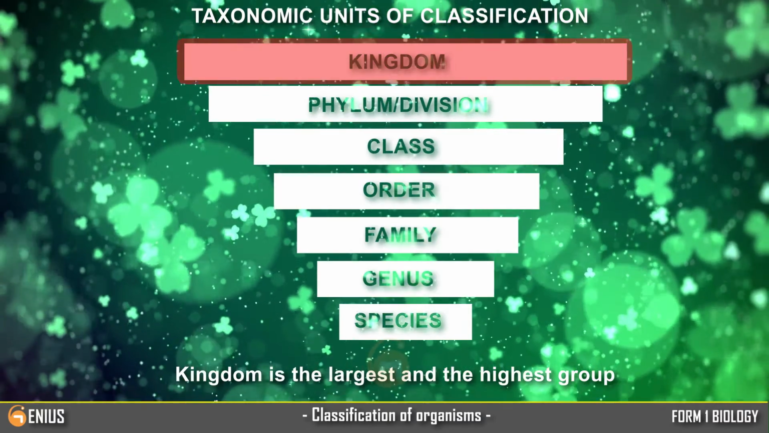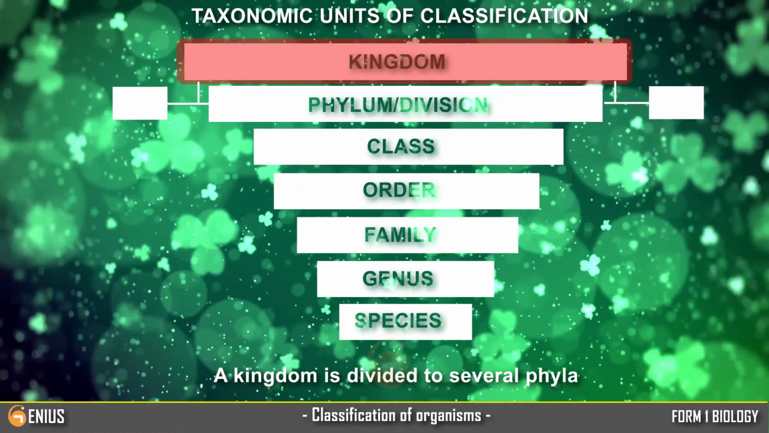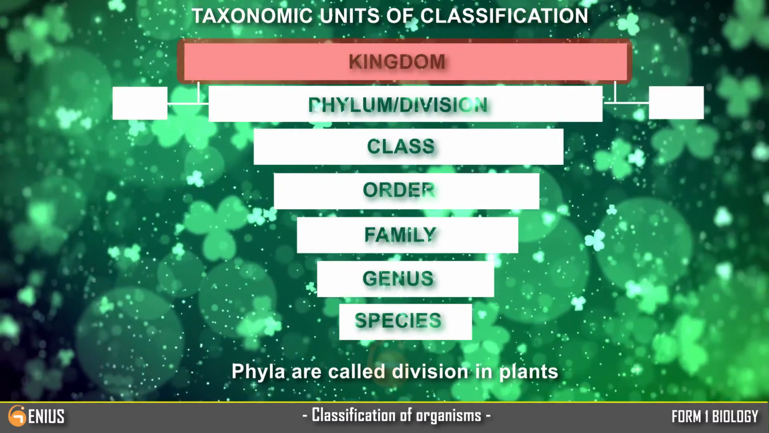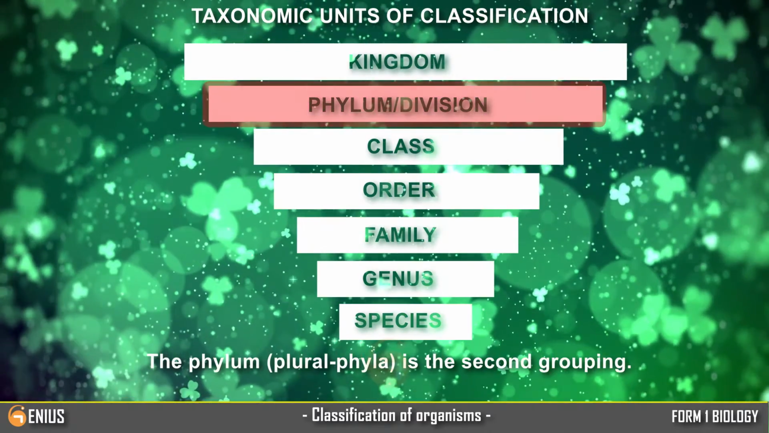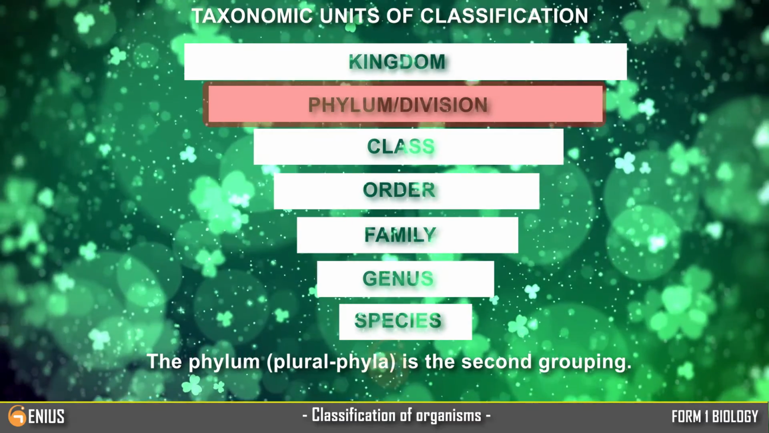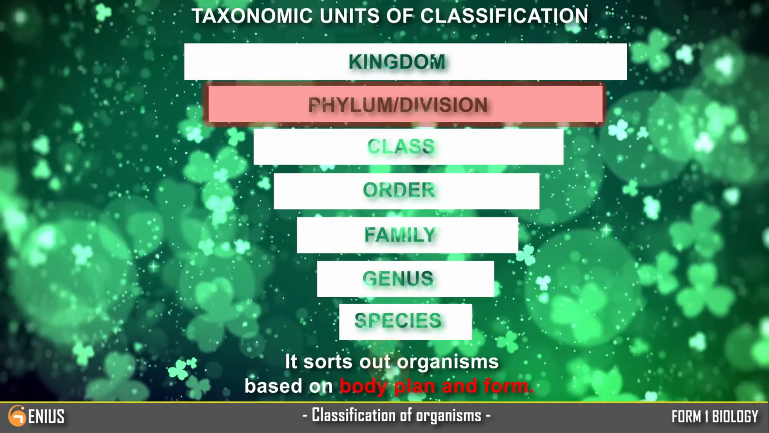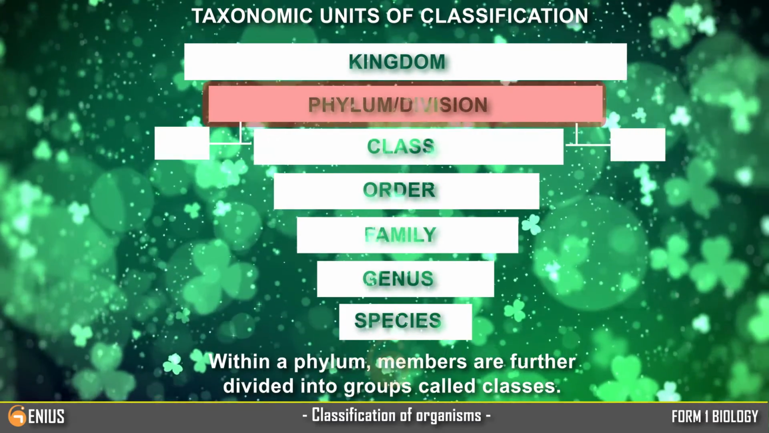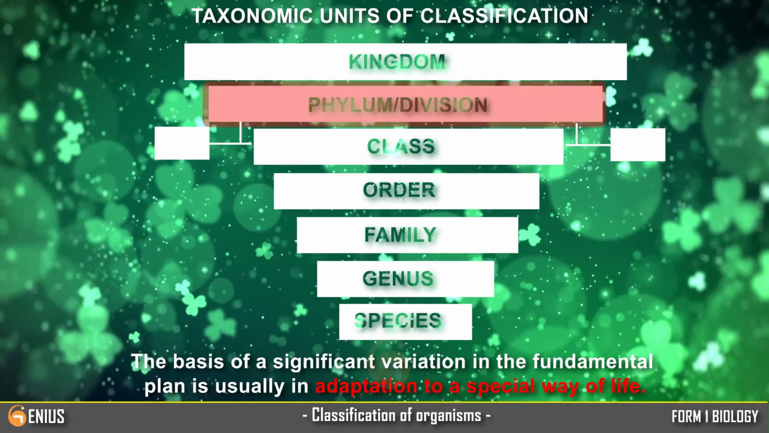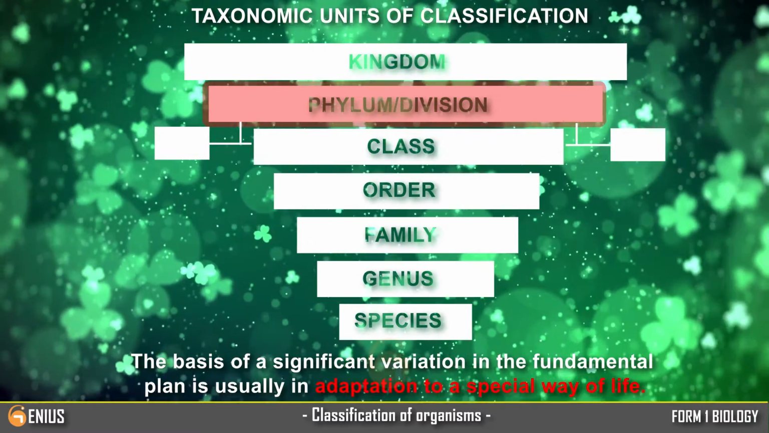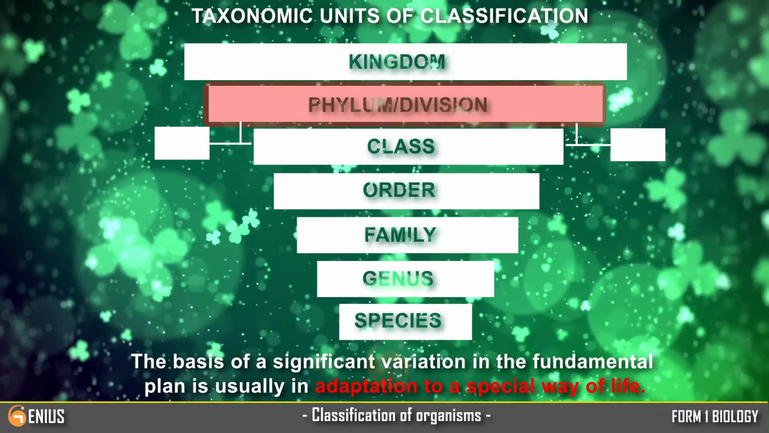Kingdom is the largest and the highest group. A kingdom is divided into several phyla. Phyla are called division in plants. The phylum, plural phyla, is the second grouping. It sorts out organisms based on body plan and form. Within a phylum, members are further divided into groups called classes. The basis of a significant variation in the fundamental plan is usually in adaptation to a special way of life.